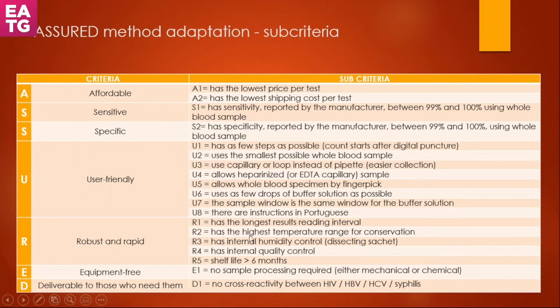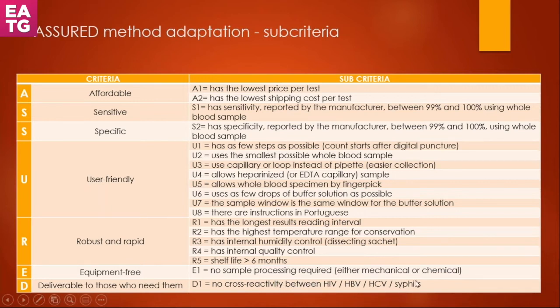For the second criteria, the highest temperature range for conservation. This is mainly because of mobile units. So the bigger the range of temperature, the better the test to use in mobile units. For R3, internal humidity control, if they have it or not. Number 4, internal quality control, if they have it or not. Number 5, the shelf life more than 6 months guaranteed by the manufacturer. And E1, no sample processing required, or D1, no cross-reactivity between these 4 infections.